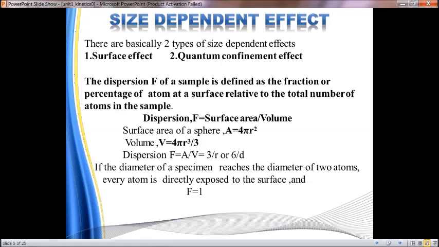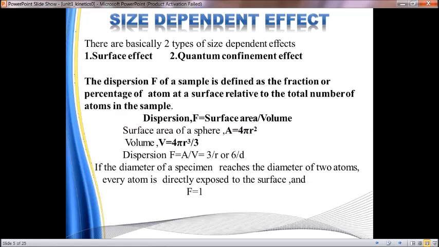So the dispersion is given as surface area by volume. Most of the time we take the nano sized sample to be in a circular shape, so we take a sphere. The surface area of a sphere is 4 pi r square, whereas the volume of the sphere is 4 pi r cube by 3, and so the dispersion formula, surface area by volume, will be written as 3 by r if the radius is taken, or 6 by d if the diameter is taken.